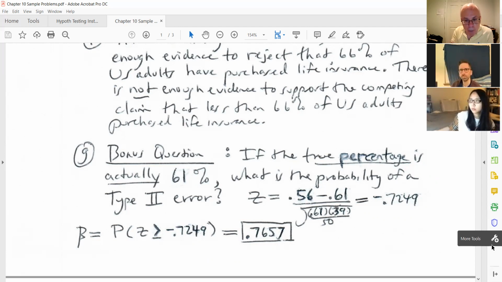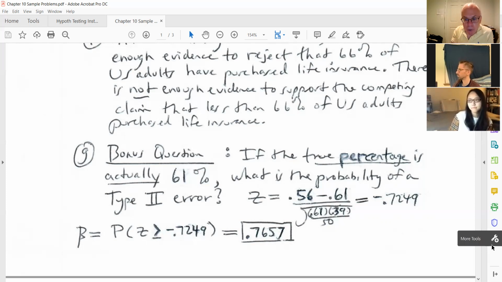Now, this wasn't part of the problem. I'm adding it because I want you to understand that because your decision was to not reject the null hypothesis, you could have made a type 2 error here. And therefore, I'm asking you, what's the probability of that error that you could have made?